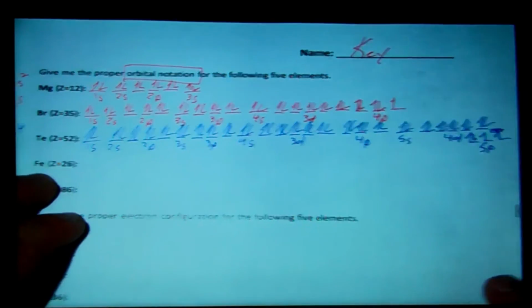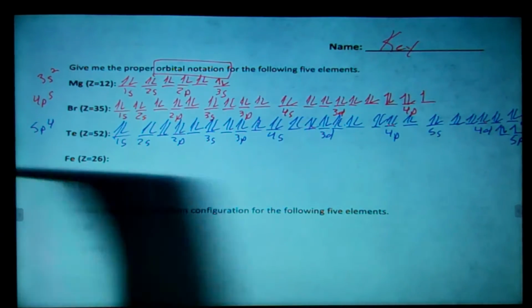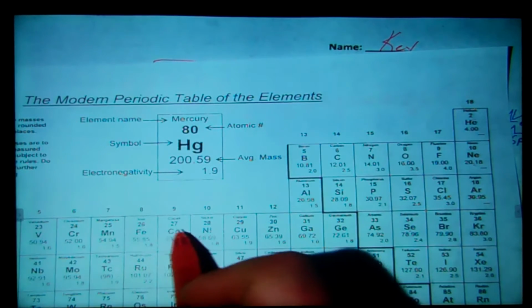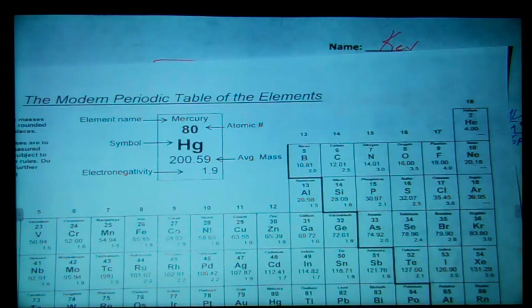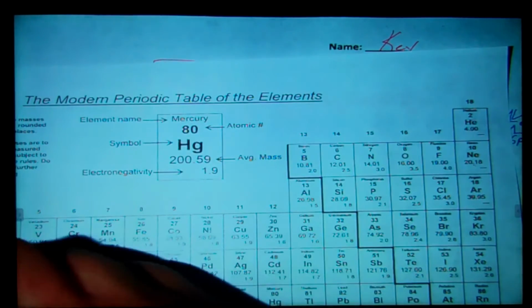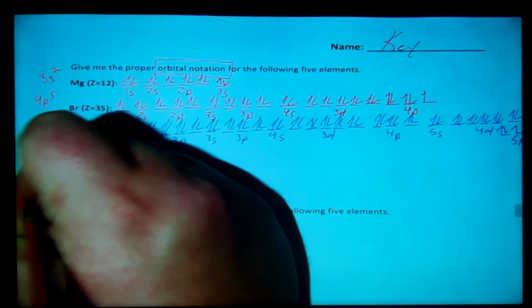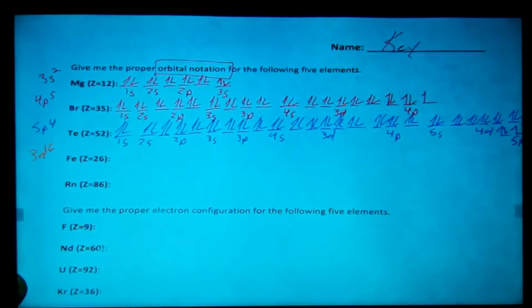Iron. Atomic number 26. I stop here. So it's a 4th row d block, which means 3d, because remember, n equals row minus 1 for the d. So 3d, 1, 2, 3, 4, 5, 6 in. So it's 3d6.